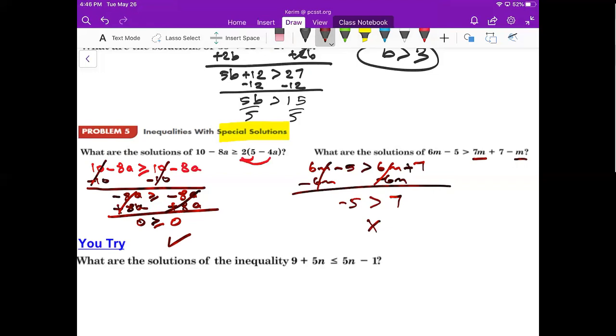For example, let's try 0. It's easy to try. When I substitute 0 for m, 6 times 0 is 0, and 0 minus 5 is negative 5. I got negative 5 on the left. Let's do the same thing on the right. 7 times 0 is 0, plus 7 is 7, minus 0 is 7, so I got negative 5 is greater than 7. It doesn't matter which number I substitute, I'm always going to get negative 5 greater than 7. So we call it no solution, okay? Those are the 2 special cases: no solution or many solutions.